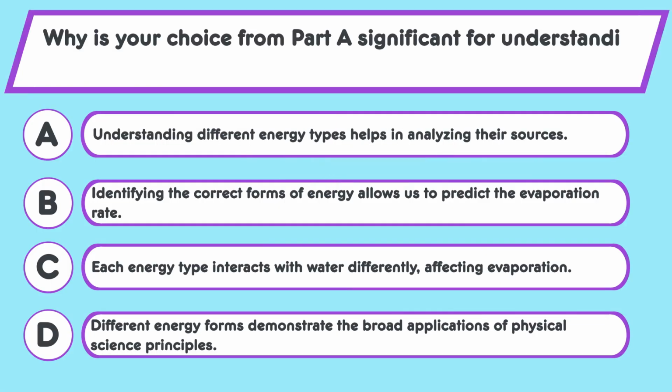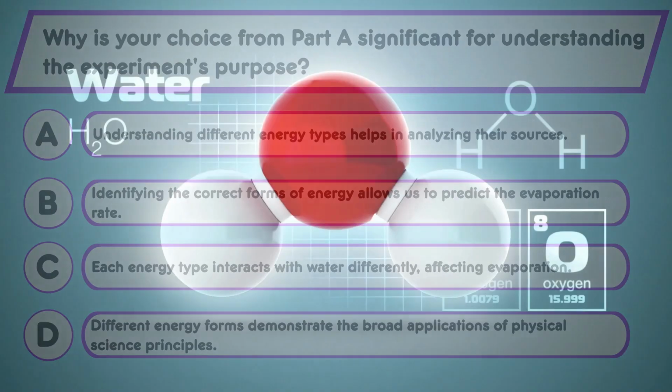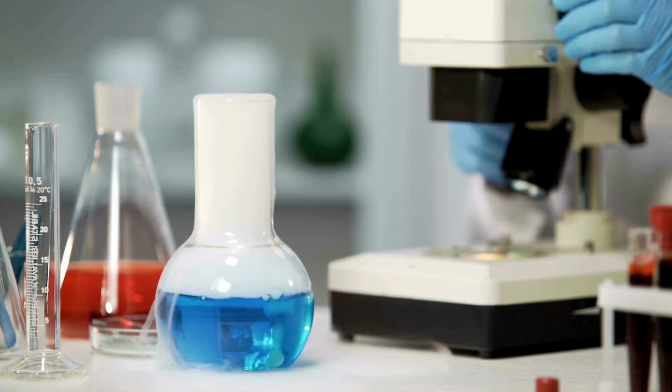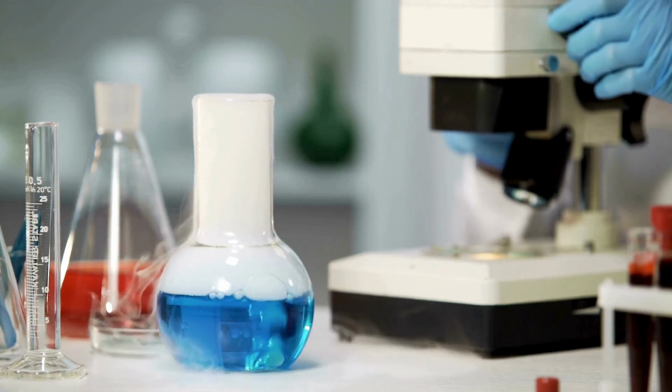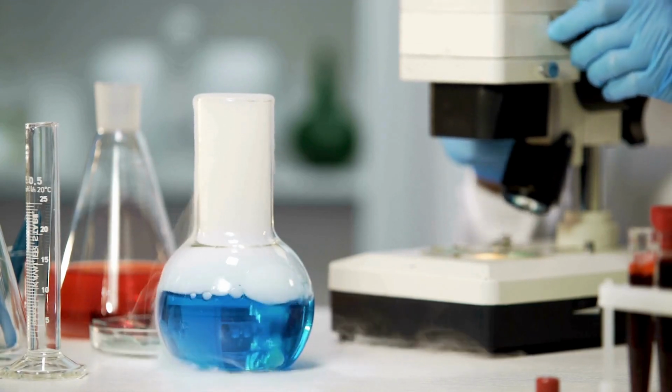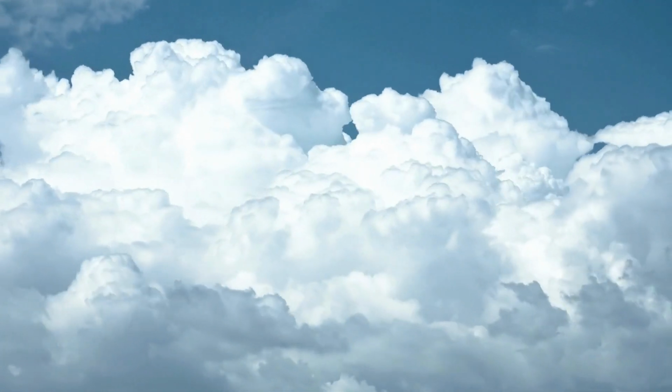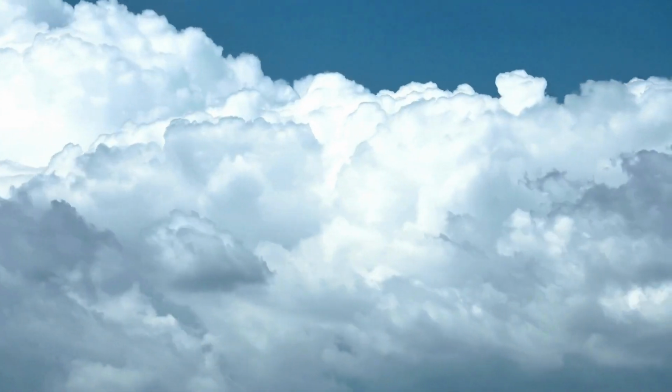So go ahead and engage with the experiment. Think about how each type of energy from your choice in part A influences the rate at which water evaporates from the sponges. Consider how the physical properties of water react to these energy forms. This hands-on experiment is designed to enhance your understanding of how environmental factors and energy types can manipulate physical processes like evaporation. It's a great way to apply theoretical knowledge to real-world scenarios, fostering a deeper comprehension of scientific principles.